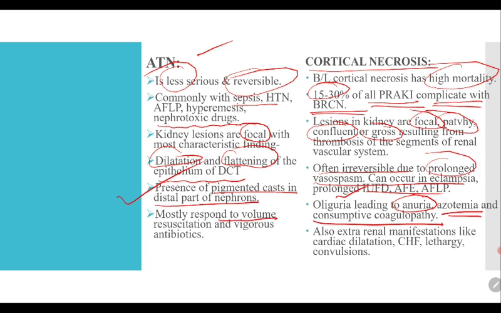ATN mostly responds to fluid management, volume restriction, and rigorous antibiotics, but cortical necrosis also has extrarenal manifestations like cardiac dilatation, congestive heart failure, lethargy, and convulsions.